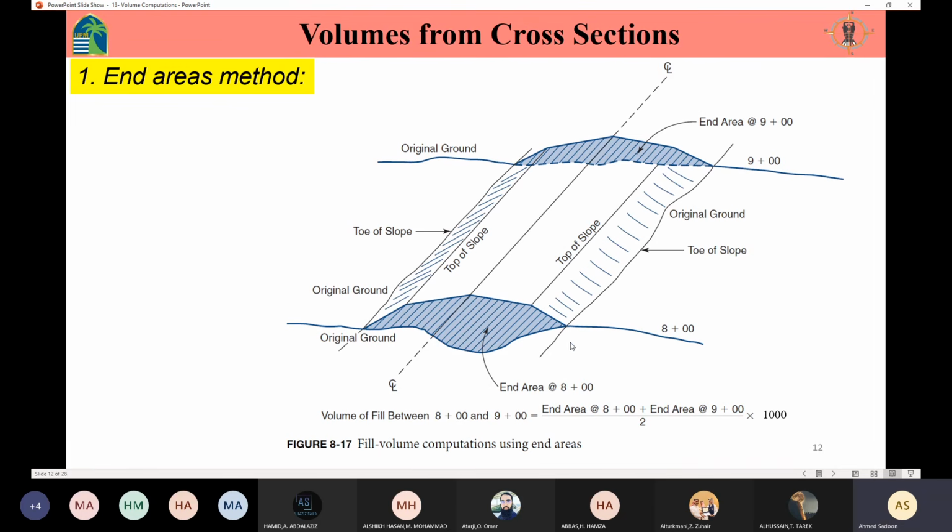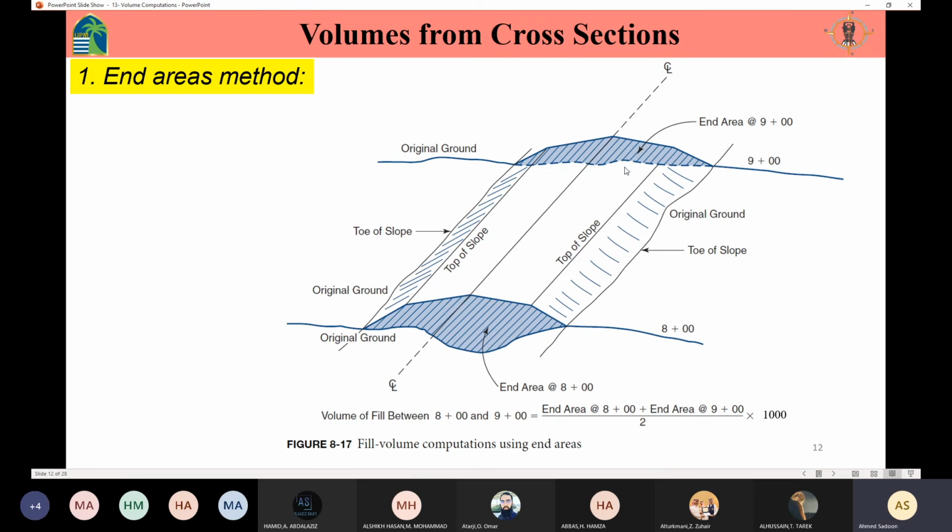So if we have this project here, and here we have this volume which needs to be filled. Here we have the original ground, and here we have the proposed level. So we need to determine the volume to be filled here. At this station 8 plus 0, 0, I should determine the area here. And also I should determine the area at station 9 plus 0, 0. So this represents A1 and this represents A2.